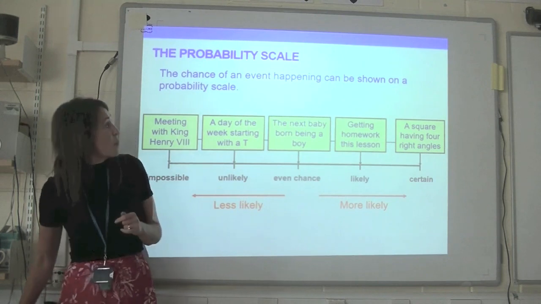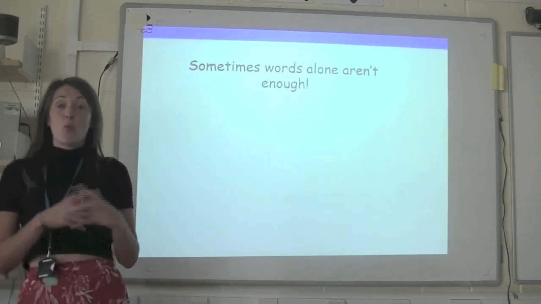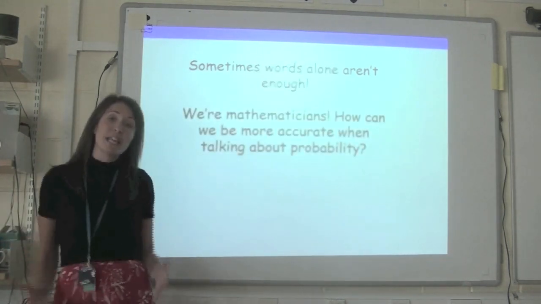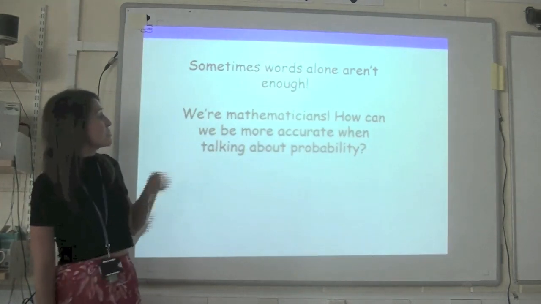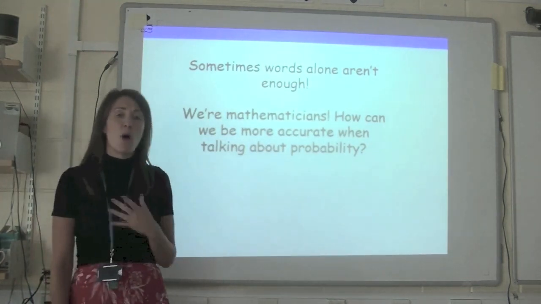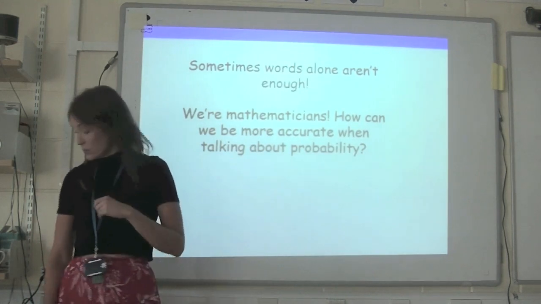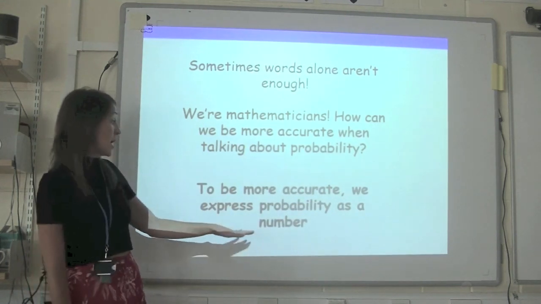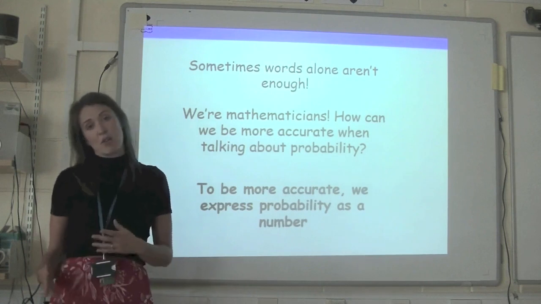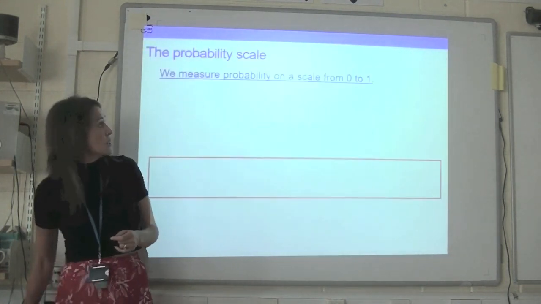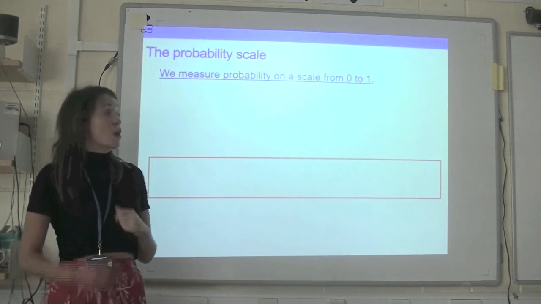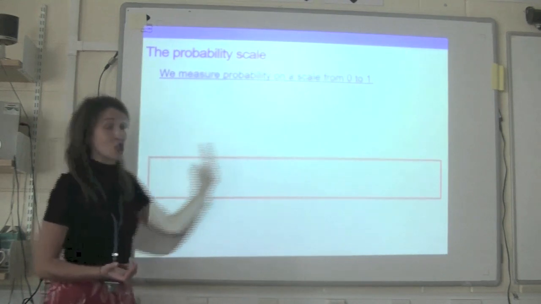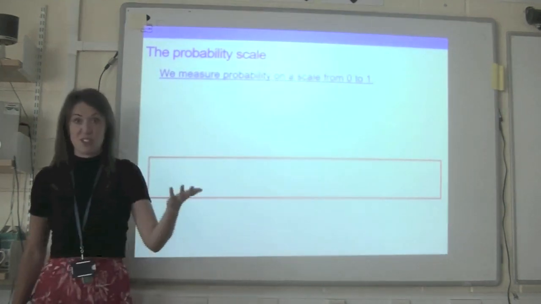So, that's the probability scale, but sometimes words alone aren't enough. And in our maths classrooms, we always think of ourselves as mathematicians. So as mathematicians, how can we be even more accurate when we're talking about probability? Well, probability can be expressed as a number, and that allows us to be even more accurate, which is why it comes into maths. So, we always measure probability on a scale of 0 to 1, and we can put that information onto our probability scale that we just made and would have discussed if you were in school.